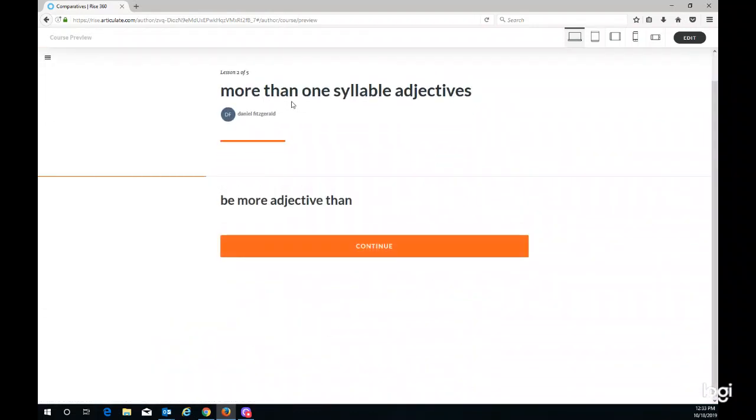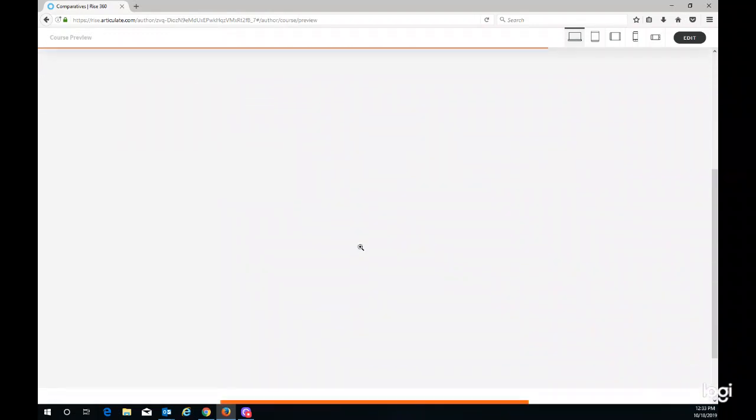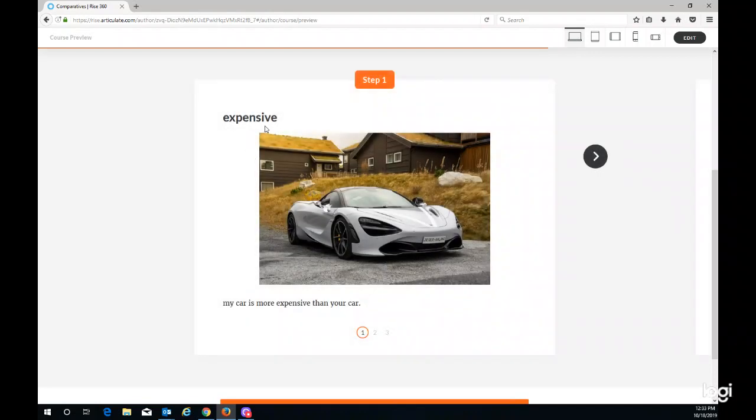Some adjectives have more than one syllable. If an adjective has more than one syllable, we use be plus more plus adjective plus than. Expensive. Expensive has three syllables. My car is more expensive than your car. Is plus more plus expensive than.